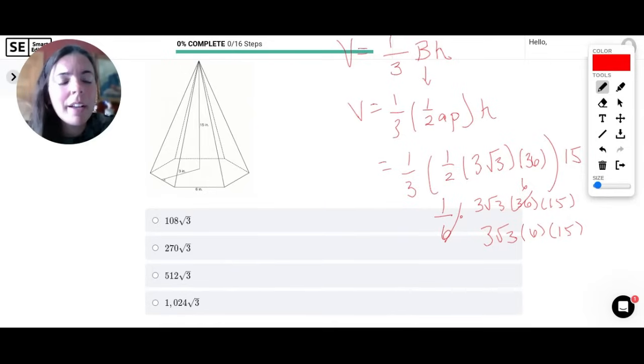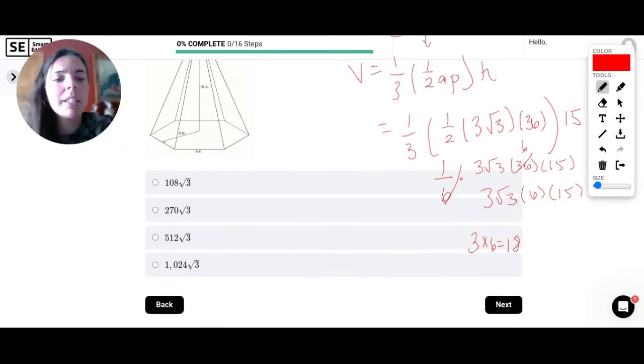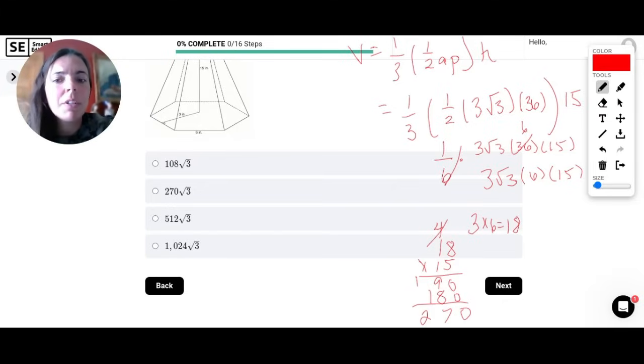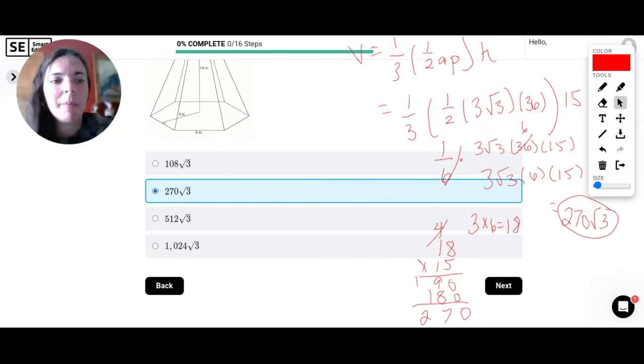And in order to do that, 3 times 6 would be 18. And I'm just going to do this off to the side here because, again, we can't use a calculator. So we have to use an algorithm. 18 times 15. 8 times 5 is 40. 1 times 5 is 5 plus 4 is 9. And now when I go through, I have to add my placeholder and can do 1 times 8 and 1 times 1. And when I add this together, I'm going to get 270. So this is going to be 270 square roots of 3. Cool. 270 square roots of 3.